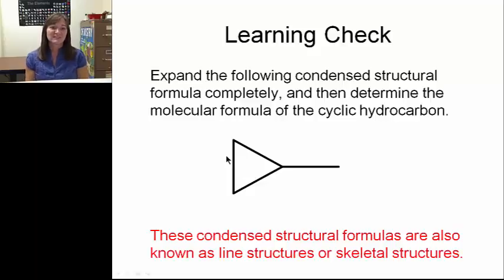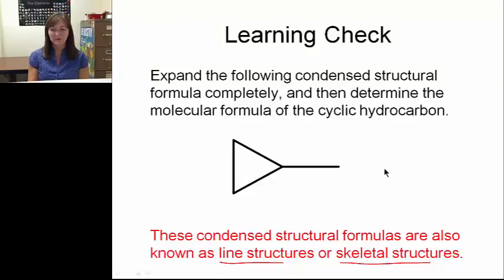So here is a learning check. I'd like you to expand the following condensed structural formula completely. Take it from the condensed structural out to the full structural formula, and then determine the molecular formula for this molecule. As a side note, these condensed structural formulas, when they're written like this, are also called line structures or skeletal structures. That's going to be important when you're doing your homework, because some of your homework problems call for you to put in line structures.